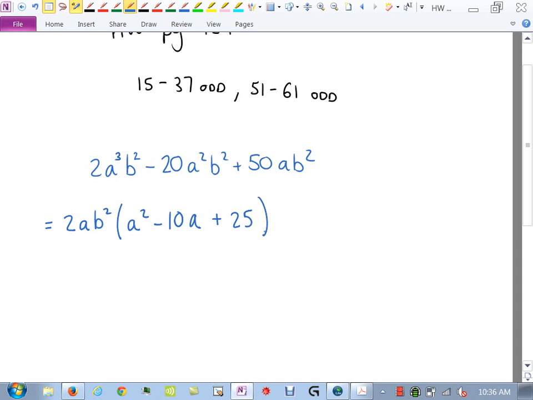Inside there we have a trinomial, right? Looks just like what we were doing today. I have the number 25, and I have the number -10. What two numbers multiply to be 25, add up to be -10? 5 and 5, but both negative, right?